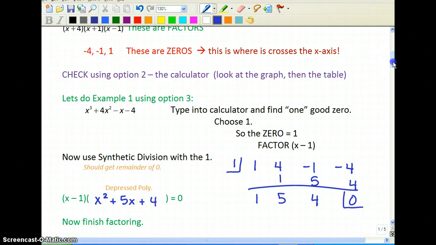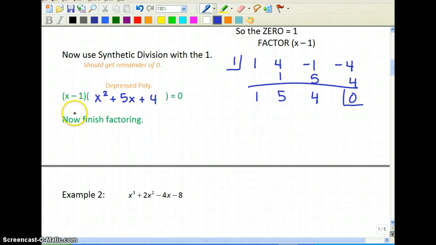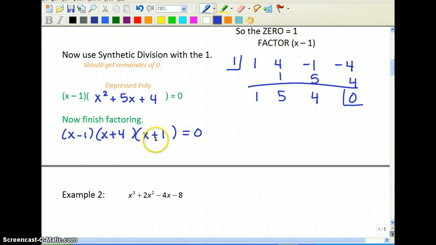Now, just like you did in the previous day's homework, you would keep factoring that. So you would have x minus 1, and then you would try to unfoil. With a 4, you want to get a 5. So let's use plus 4 and plus 1. So it's factored. What are the zeros? 1, negative 4, and negative 1. So you get the same answers.